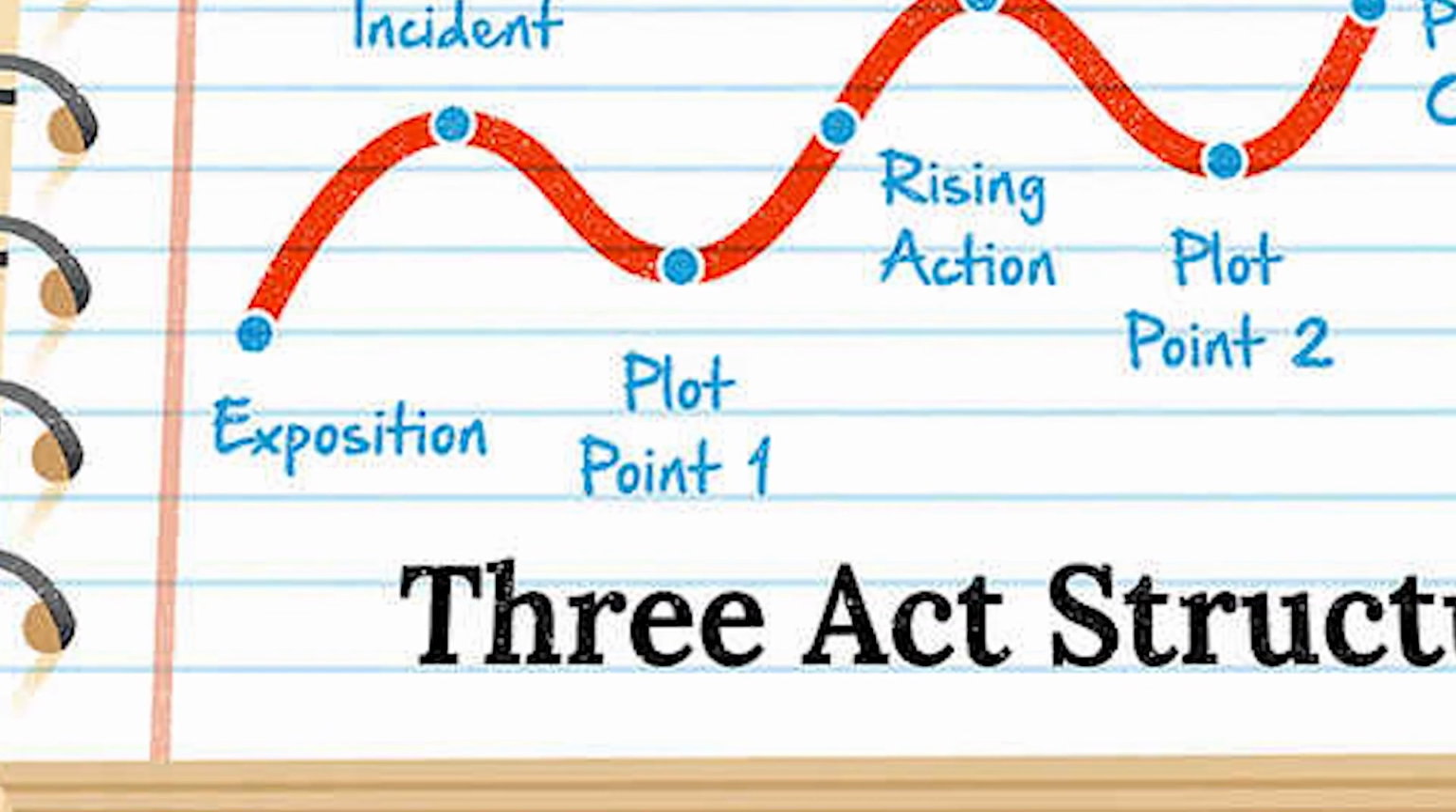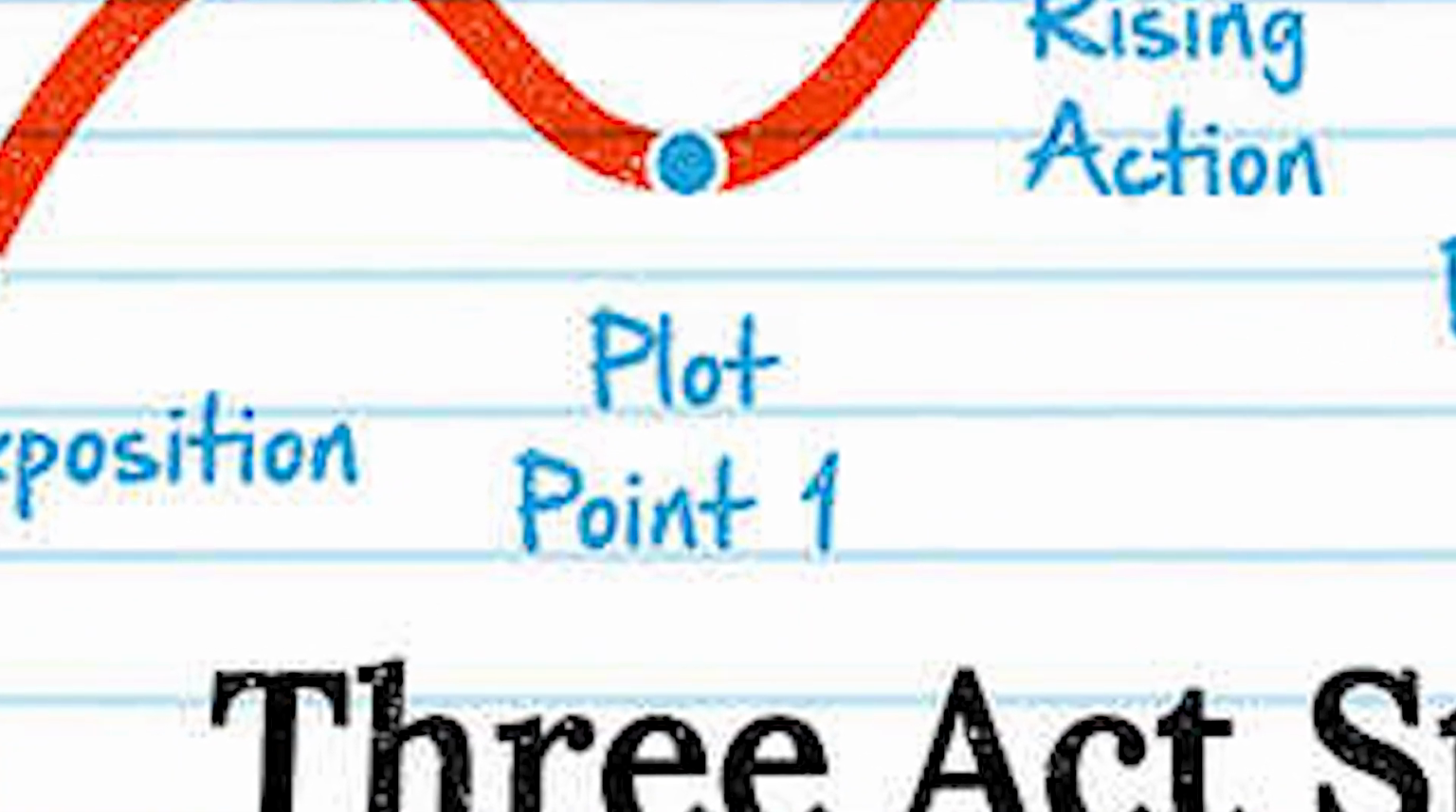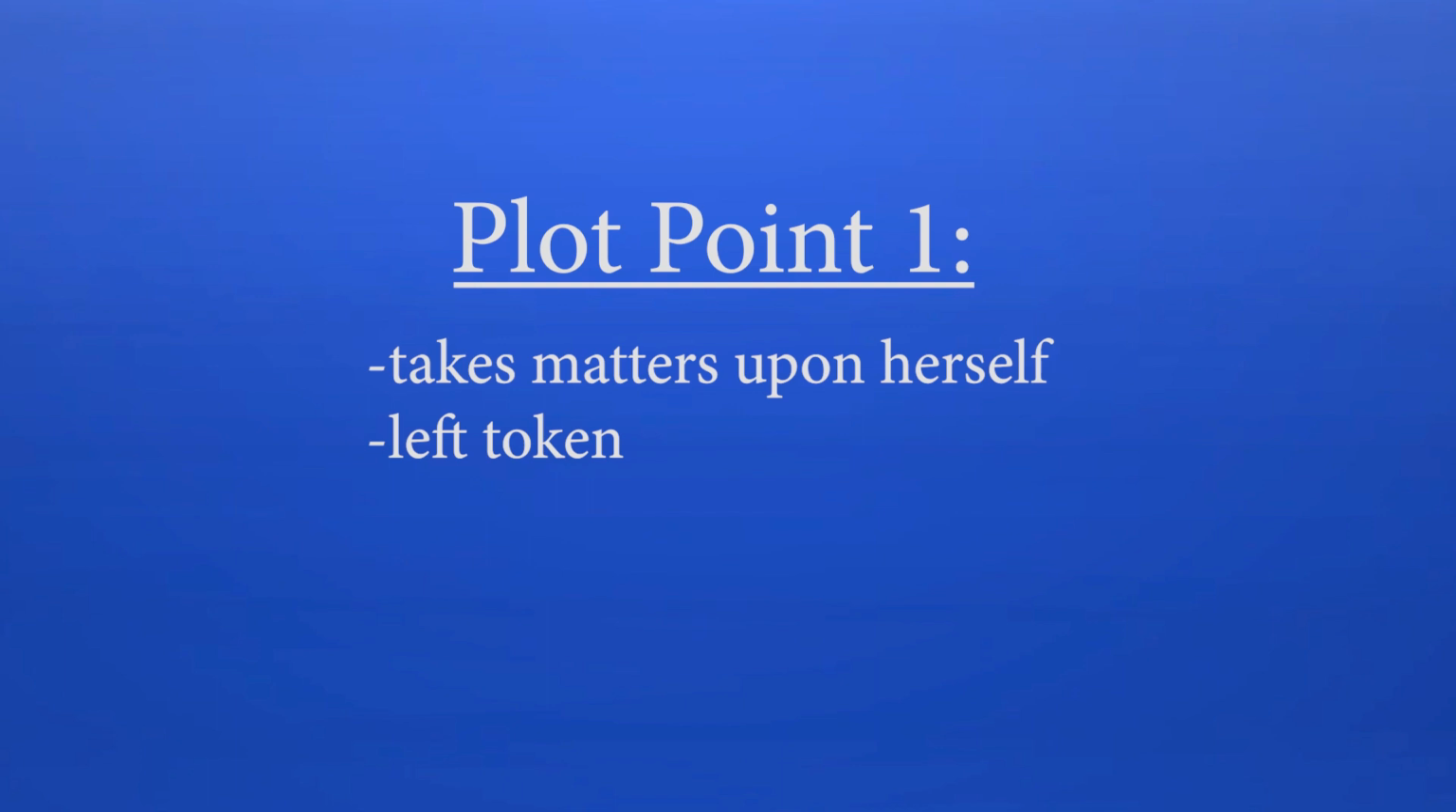The first plot point is a major event in a story that has a meaningful impact on the story as a whole. Taking matters into her own hands, she decides she will be taking their place and leaves at once, leaving behind a token.